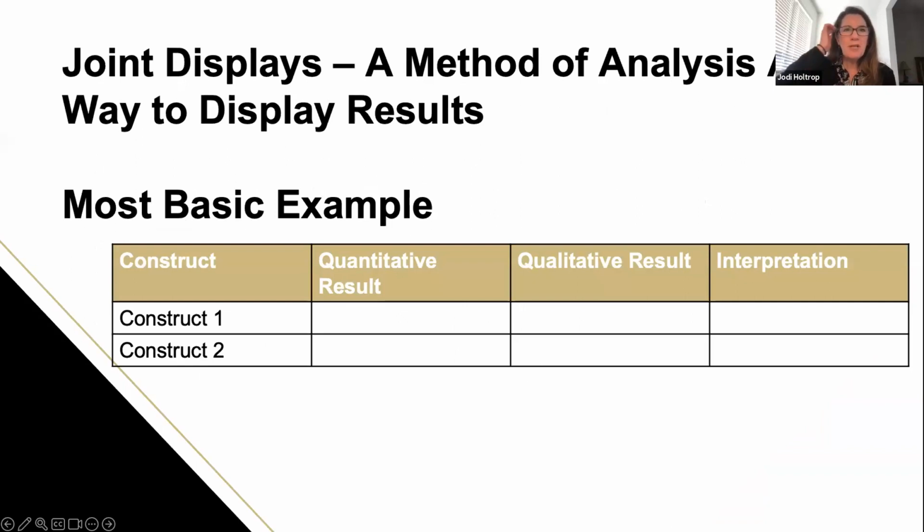All right, joint displays. Joint displays are a method of analysis and a way to display results. You can use one joint display for analysis and one to display your results, or you can use the same one. The very, very basic example is you've got a column of quantitative results, a column of qualitative, and then an interpretation. This is the most basic.